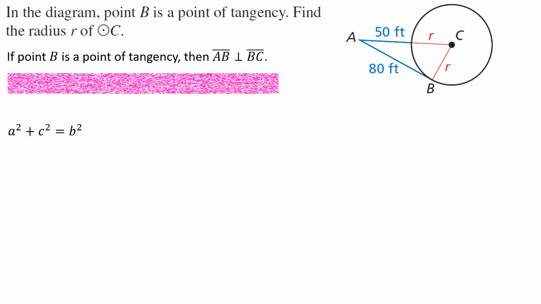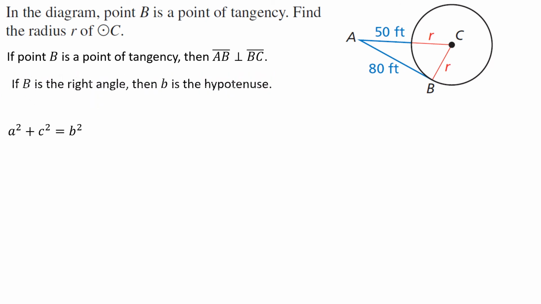What on earth is going on here? Oh, look at the diagram. The right angle is labeled B. That means the hypotenuse is lowercase b, right? The legs are A and C. The hypotenuse is B, right? Hey, this is what happens when you steal a picture off the internet, right?